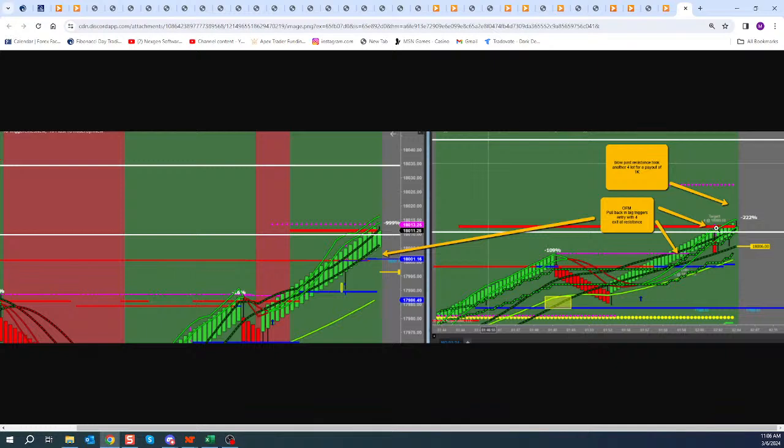I like the exit at resistance though. And I agree 100% with the entry. It looks beautiful. It's just a little hard to read for me.